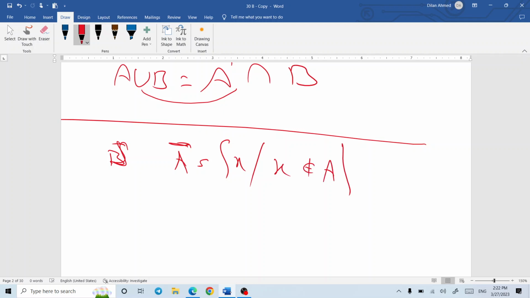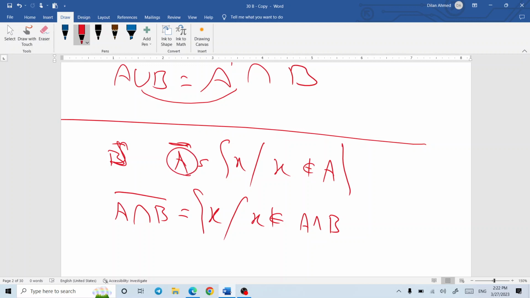Am I right? So now I have (A intersection B) complement. Depending on that, it is equal to all those x's such that x does not belong to A intersection B. Instead of one set, I have a combination between two sets, right? So here we are. Do you have a problem with it, dears? Clear? Good.